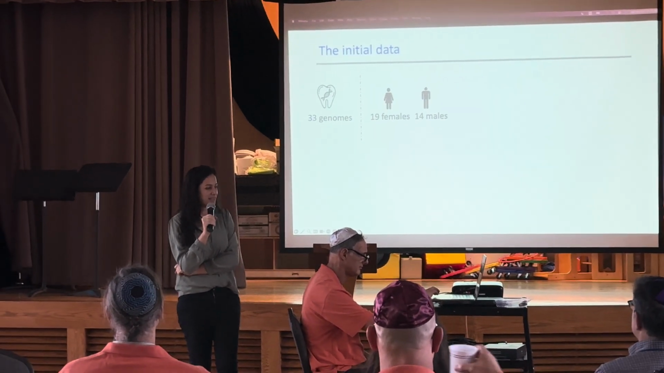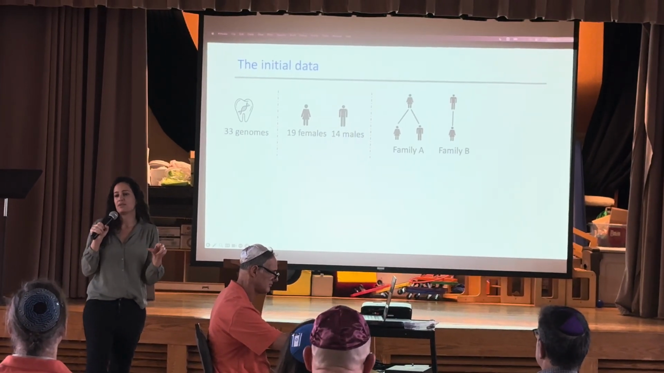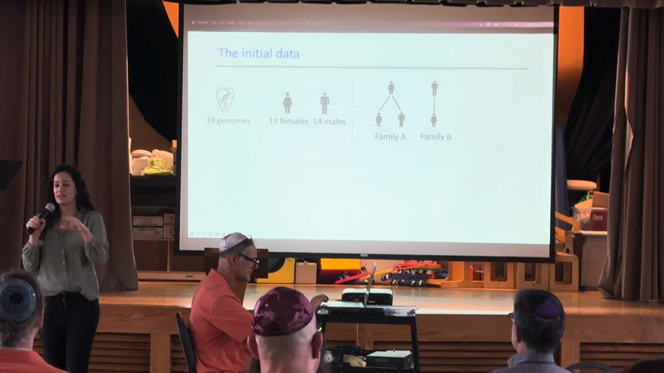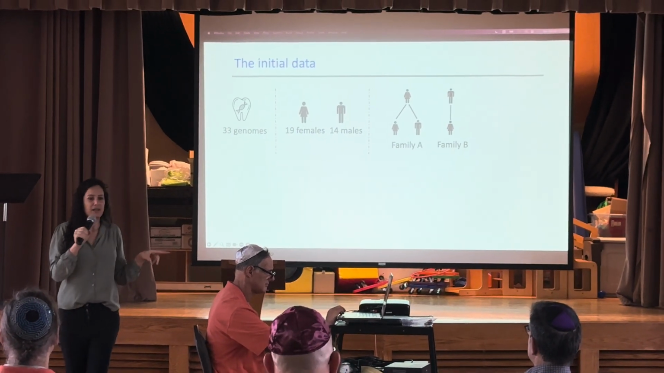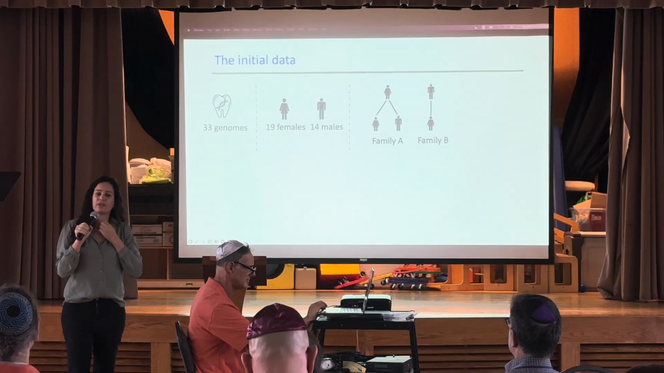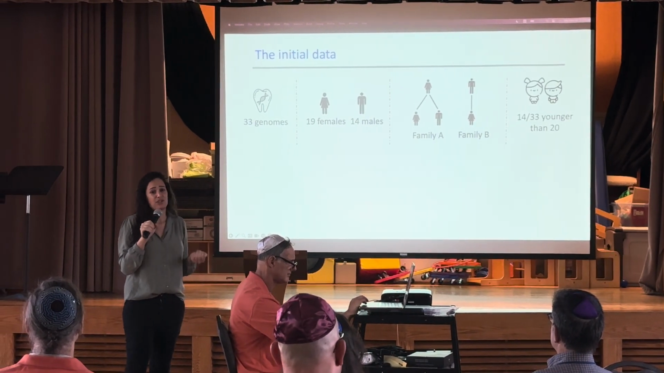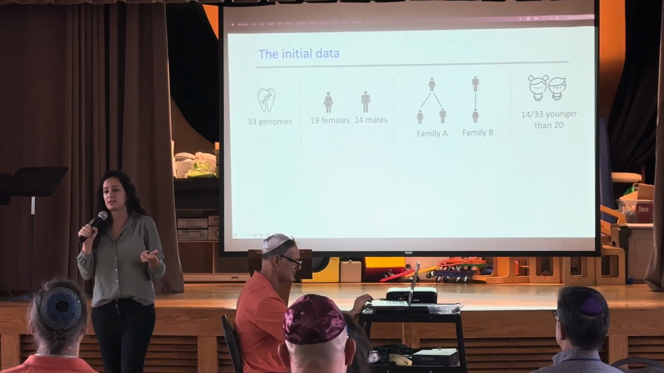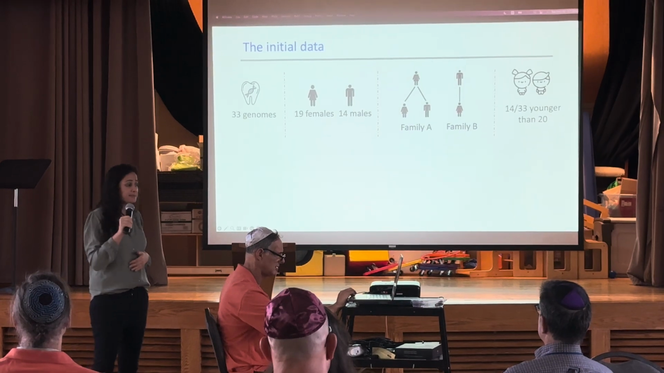We had 19 females and 14 males. We detected 2 families of first-degree relatives in our samples: 1 family of a mother and 2 children, and 1 family of a father and a daughter. And a large share of our samples were kids under the age of 20 when they died.